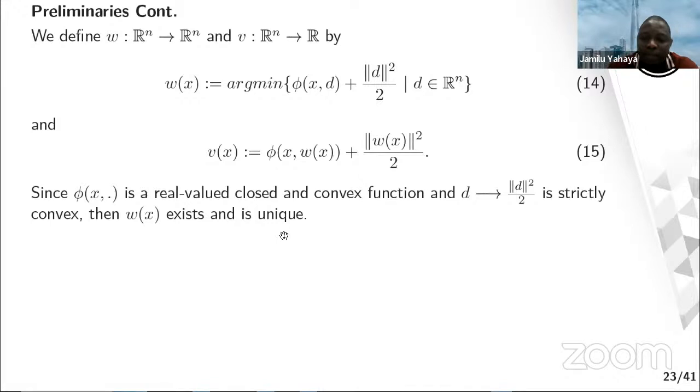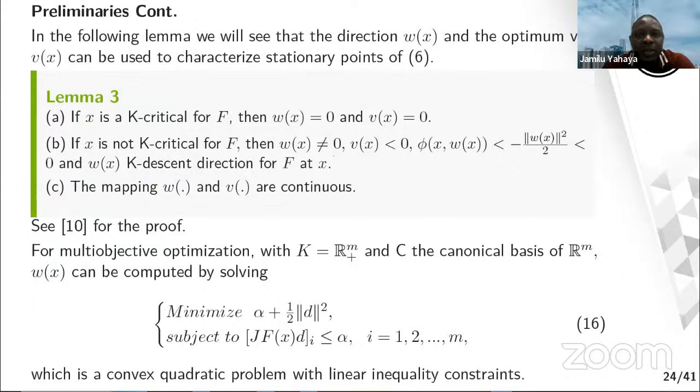So in the following lemma, we will see that the direction W of X and the optimum value V of X can be used to characterize stationary points of equation 6. So this lemma is also very critical because it tells more about how we can obtain K-critical or K-descent direction for f at x.